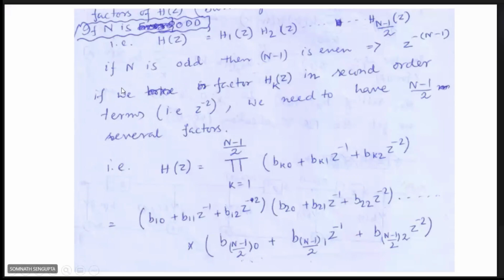Let's see what is done. If n is odd, then n minus 1 is even. N is odd, the sequence length is odd-numbered. Then if n is odd, n minus 1 is even, so that n minus 1 exists. Z to the power n minus 1 exists. So if we factor H(z) in second order terms, that is z to the power minus 2, we need to have n minus 1 by 2 several factors.